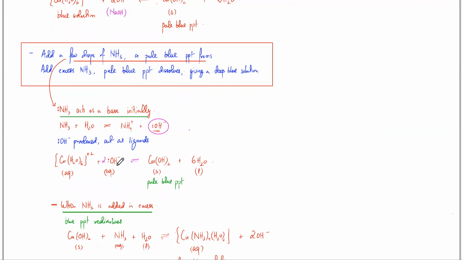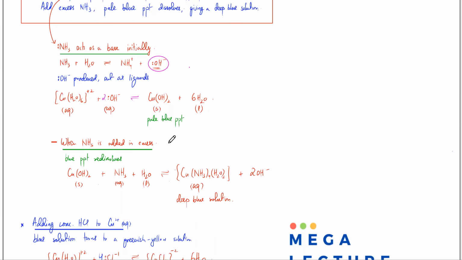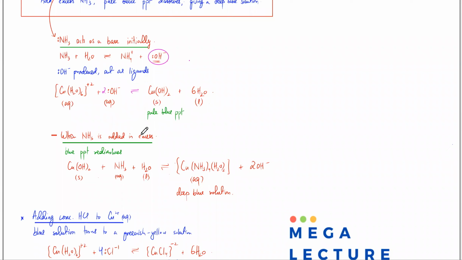The OH ions then come in and knock out the water molecules and form a pale blue precipitate of copper hydroxide. But when you add NH3 in large excess, you've got a lot of NH3. Those NH3 come in and start knocking out whatever ligands are attached and replacing them, and the copper then ends up forming a complex with NH3.